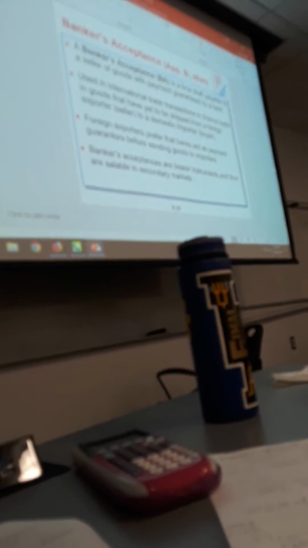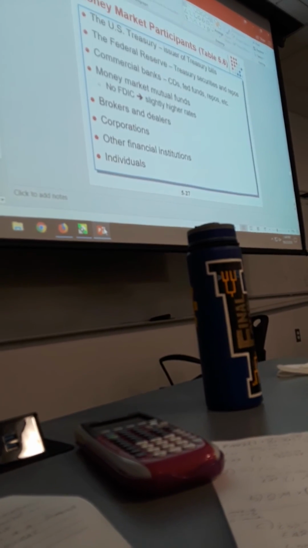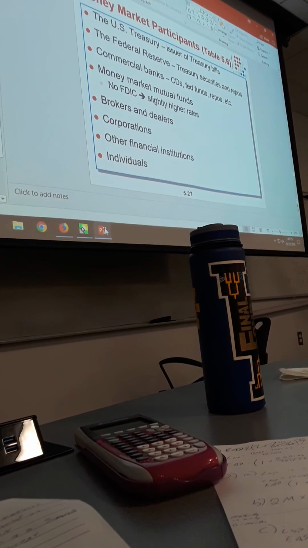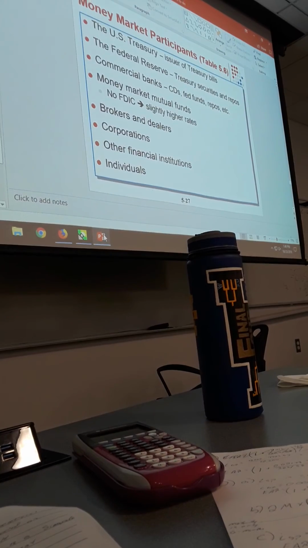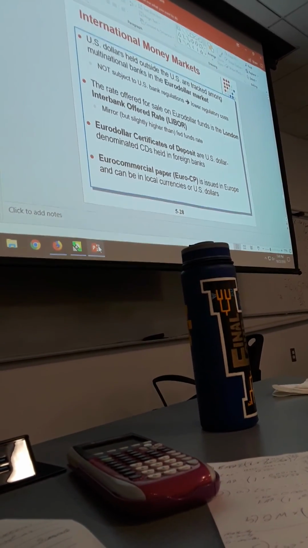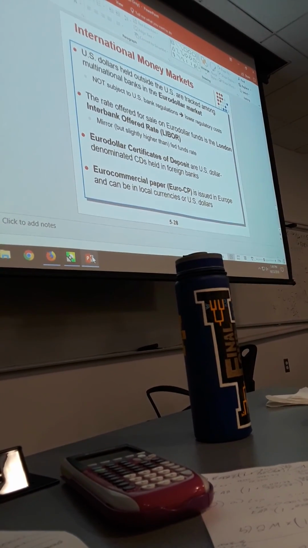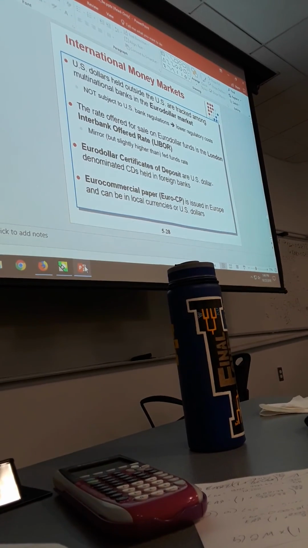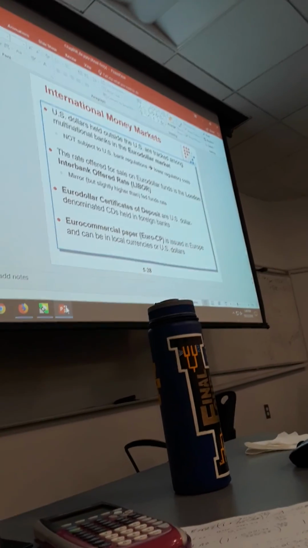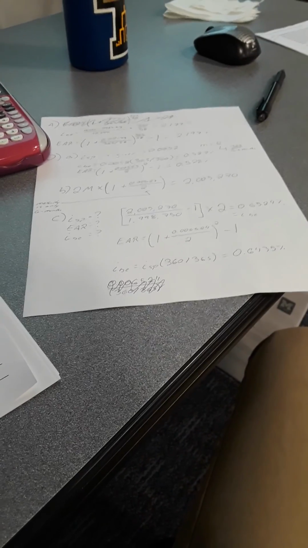Okay, pretty much we skip the banker's acceptance, and the rest I allow you to read yourself. Table 5.6, we will do a good job discussing the money market participants. The rest is the international money market. So on Thursday, we will go into chapter 6. I have already posted the practice problems for chapter 5. So by now, you folks are ready to run with them.